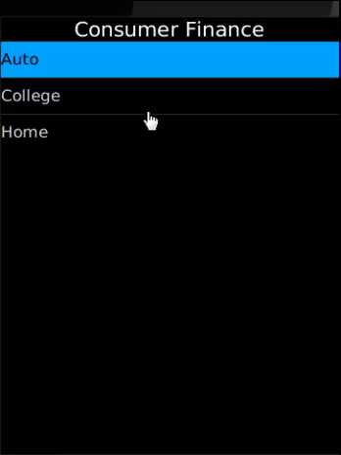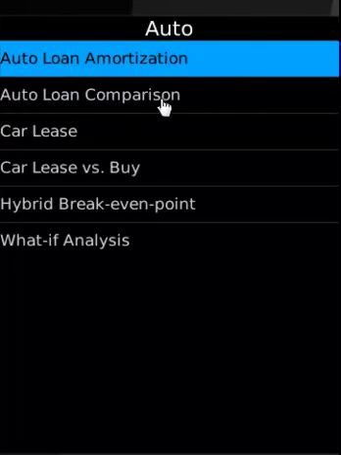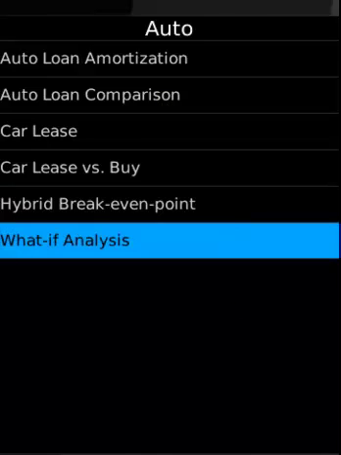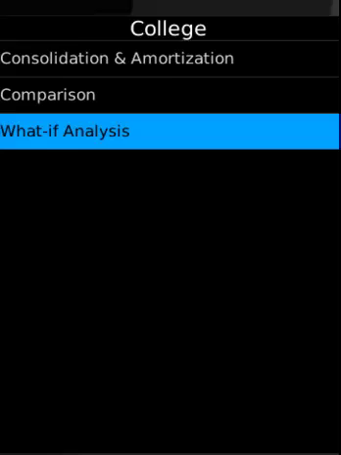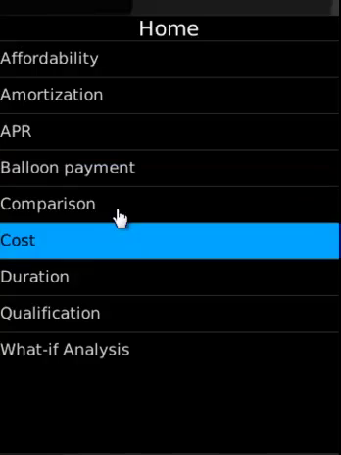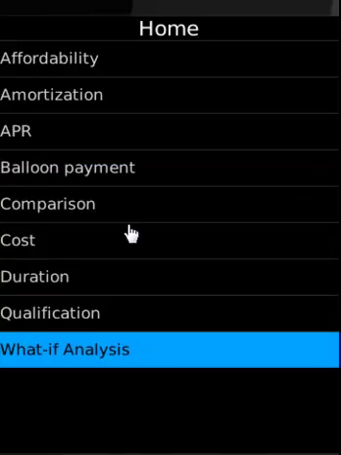Consumer finance offers calculations and analysis for auto, home, and college. On auto, it provides auto loan amortization, comparison, lease versus buy, hybrid break-even point, what if analysis. For college, it provides loan consolidation and amortization, comparison, and what if analysis. For home, it provides functionality on affordability, amortization, APR, balloon payment, comparison, cost, duration, qualification, and what if analysis.